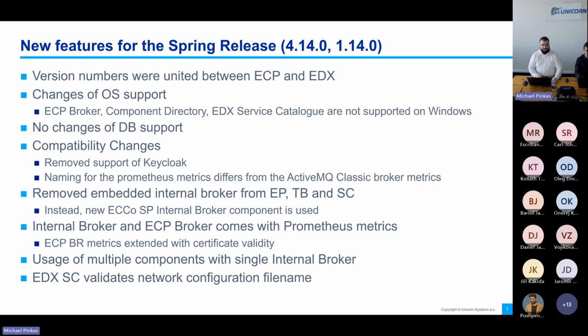And last but not least, the EDX service catalog now validates a network configuration file name. This was made to prevent some accidental upload to the wrong environment. For example, in case you've mistaken a server and you accidentally uploaded the network configuration from the testing environment to the production one, this will trigger a validation error that the network configuration is not from the environment.